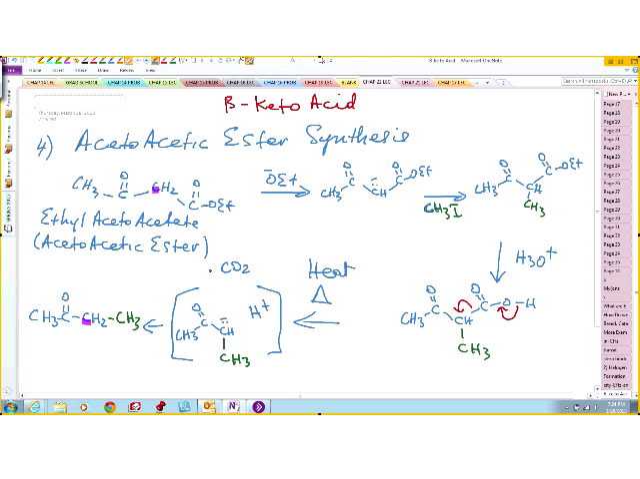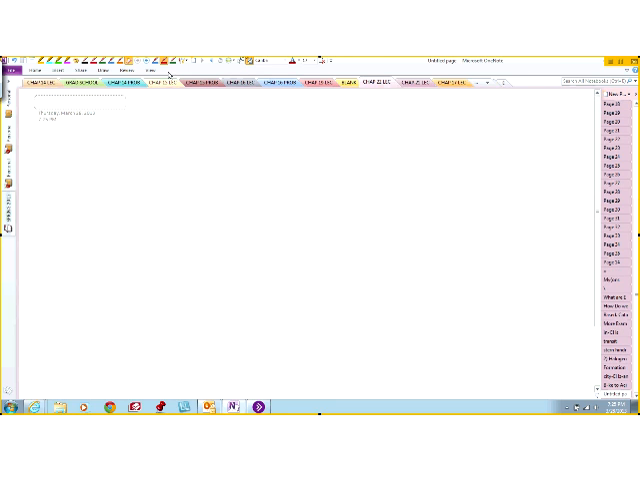So what we're giving you here is what we refer to as the acetoacetic ester synthesis. And what is the net process? The net process of the acetoacetic ester synthesis is the formation of a methyl ketone. Let me give you a few examples of acetoacetic ester synthesis, because what I've done here is give you the mechanism.